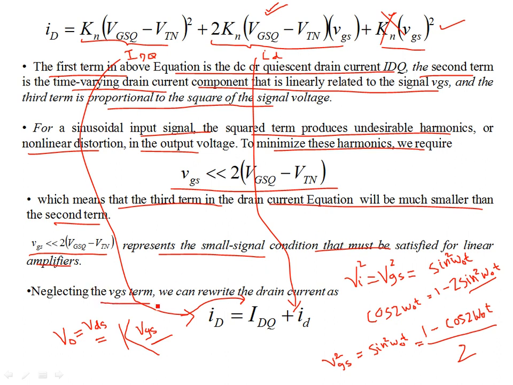So neglecting the VGS squared term, we can rewrite the drain current as follows. Now we have the instantaneous drain current, which consists of IDQ, which is the DC term, and the purely AC term, which is due to this VGS. This is again the DC quantity multiplied by VGS. You have removed the third term. So this is the small signal condition. I can proceed further without this. So let's assume that VGS is much less than twice VGSQ minus VTN.